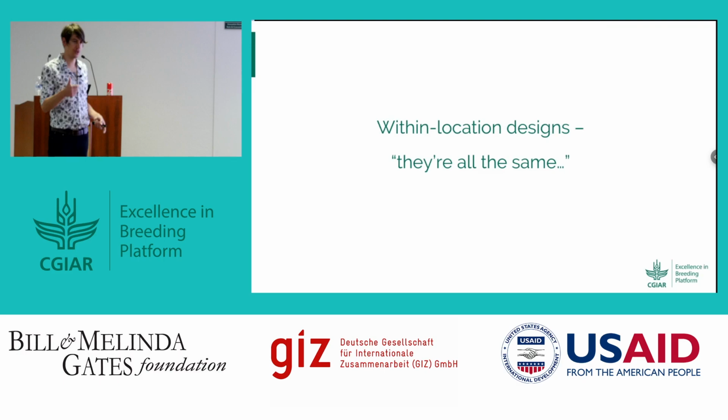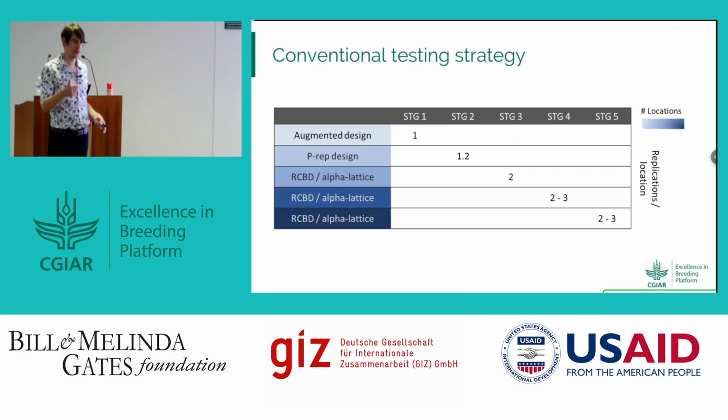Blocking is done in the mixed models framework when you collect row and column information. So what's important to optimize the within location designs in your situation? Well, this is what probably is representative of a conventional toy example, and there's nothing really wrong with that. In early stages, again, the material is limited. We're doing an augmented design in 1, maybe 2 locations.